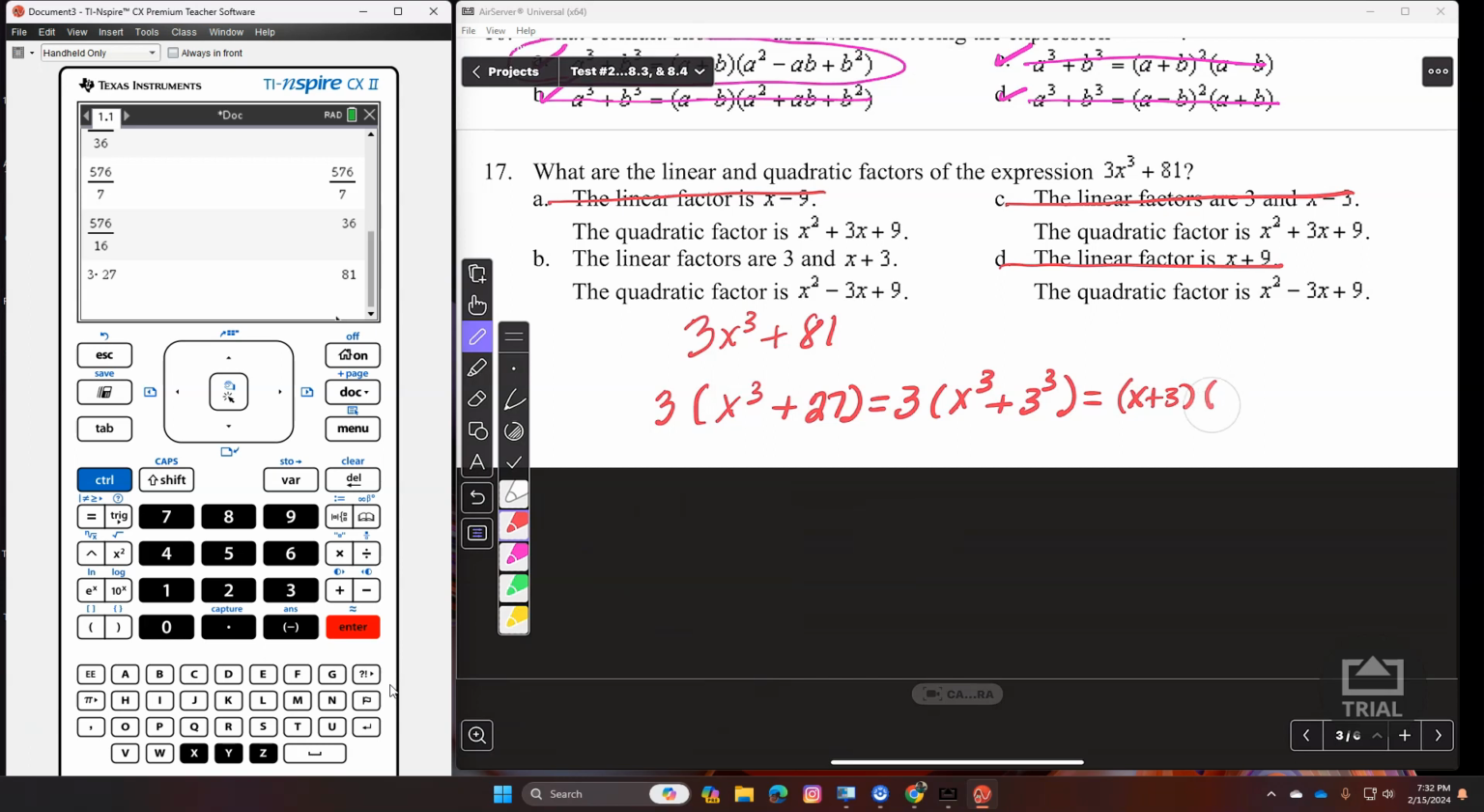So now the way I remember it: the first term squared, the last term squared, and then you multiply and it's opposite, so it's minus 3x plus 9. So that is correct. Your answer is okay.